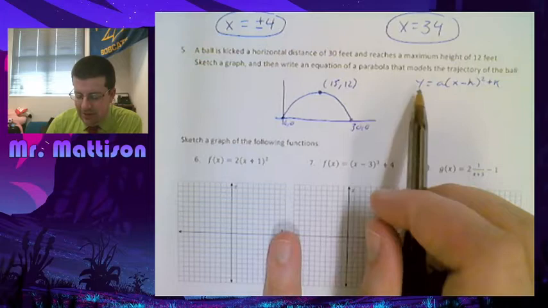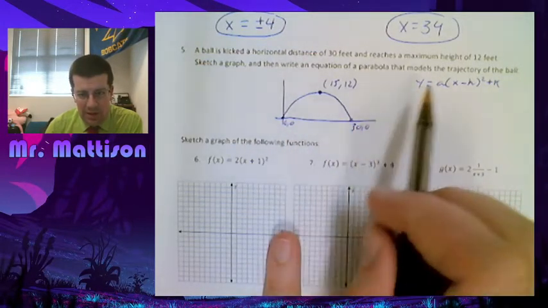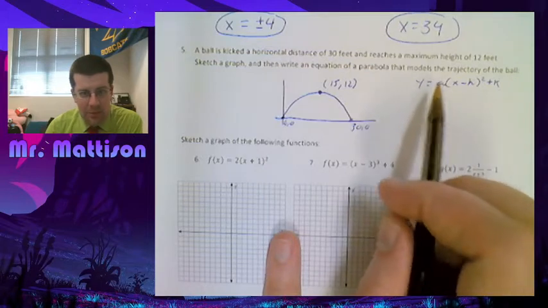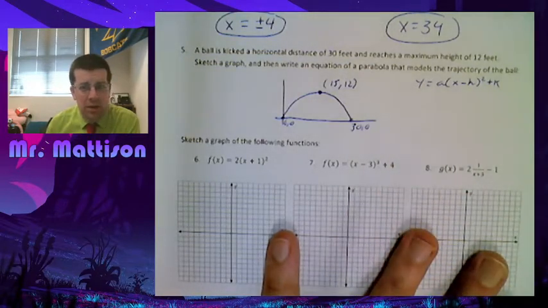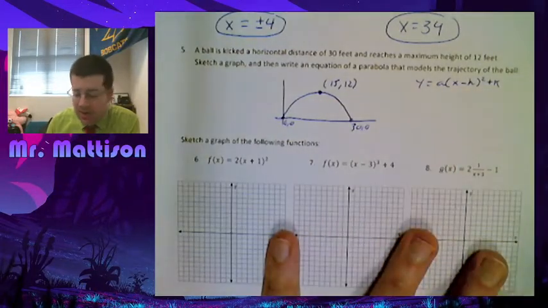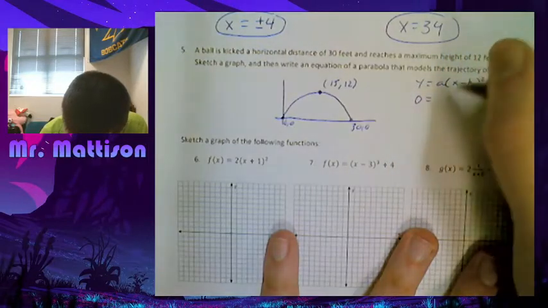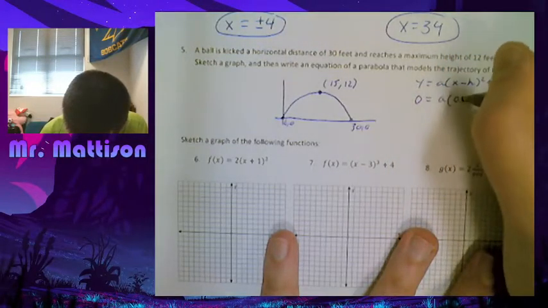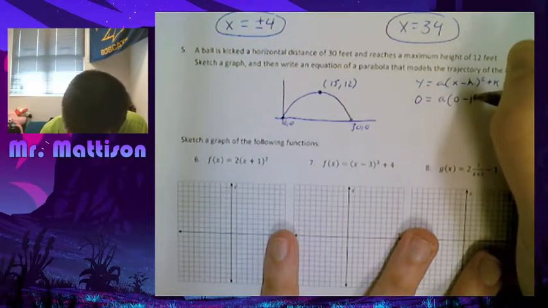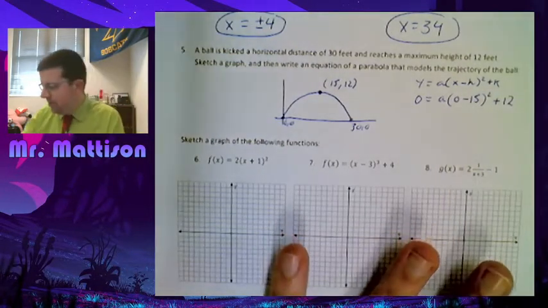And then I'm going to need to plug in another point, either one of these other ones which I know, into x and y, and then I can solve for that a. And that a is really where all of the work in this problem is, because otherwise I just plug in h and k and I'm done, right? So I'm going to use the 0, 0 point because it's just a little bit easier for me. A times 0 minus 15 squared plus 12, right?